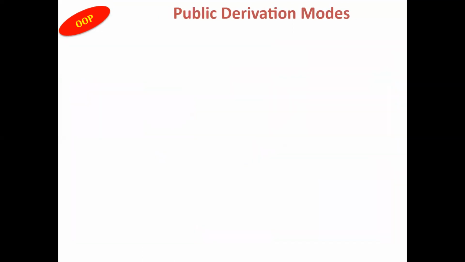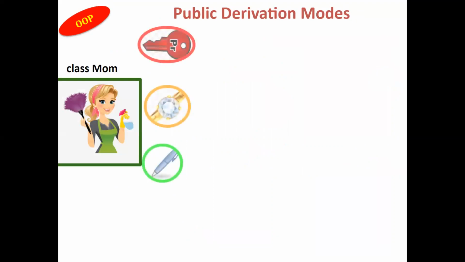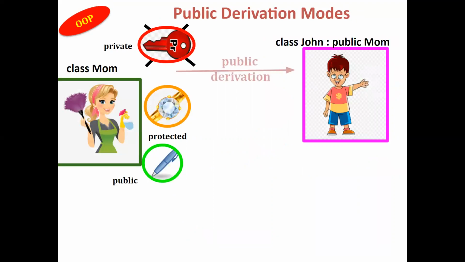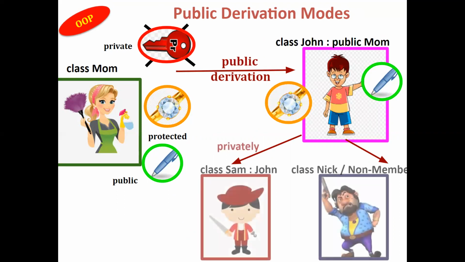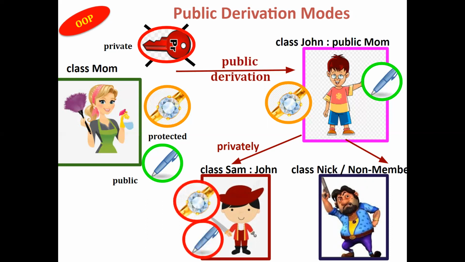Now, public derivation mode. In public derivation mode, mom says that I will share it with you publicly. Whatever I have, I have given, the same rights you also keep. You decide whether the pen or the ring has to be shared with your children or not. And then John decides that I will share it with Sam also, and I will give the ring and the pen to Sam.